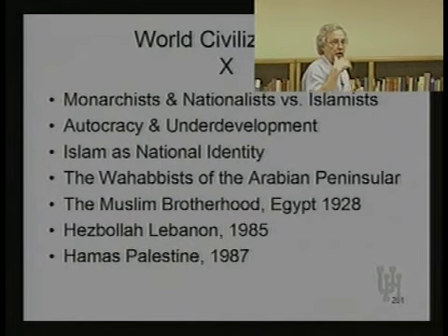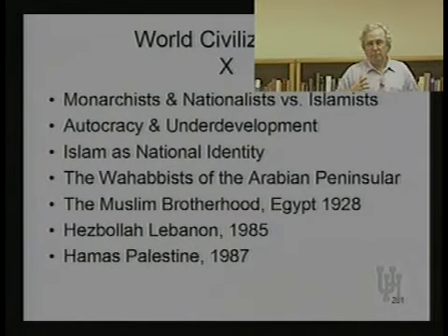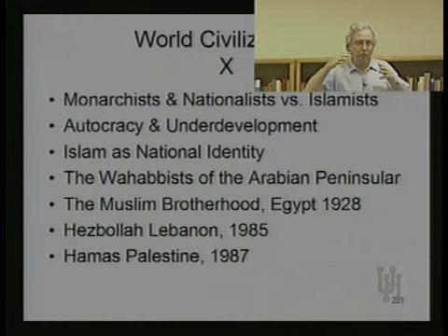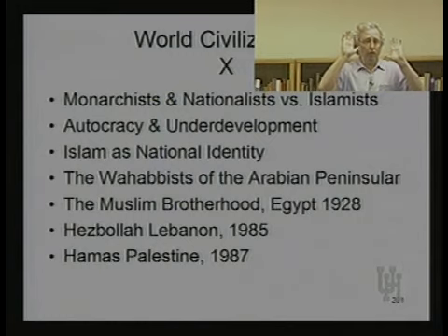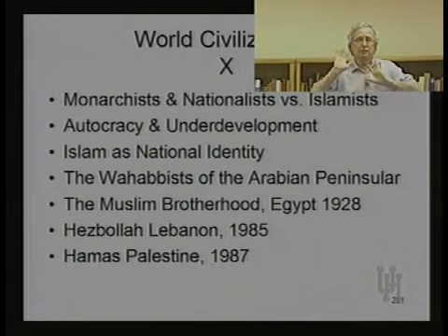Islamists are offering an alternative to these, offering to create, in fact, societies where Islam is truly pervasive in its influence and where foreign influence, whether it's in the form of culture or economics, is largely going to be repelled.